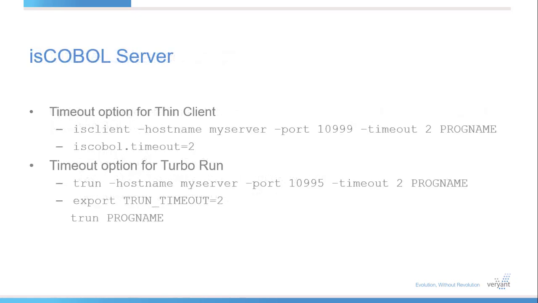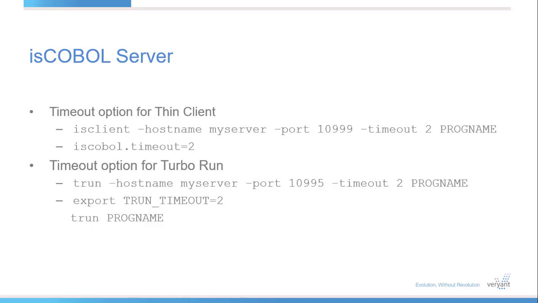If a thin client connection has a problem with connectivity, it's reported after a certain period of time, and this time is OS dependent. However, now you can control the amount of time by adding the -timeout to your isClient command line, or iscobol.timeout to your ISTC file or properties file. The value 2 here on the screen means that the connection will time out in 2 seconds.